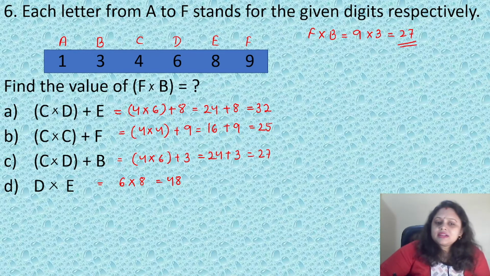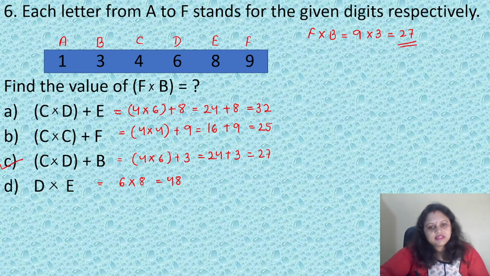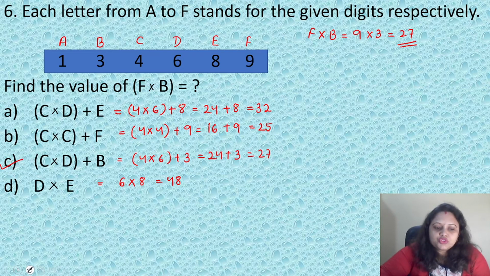So can you get the answer? Anybody who knows it can write in the comment section. So 27 is present in option C that is C into D plus B. So here the correct option is option C. Okay, easy question, right? Let's move to the next question.